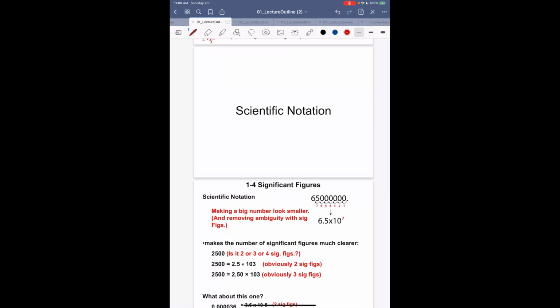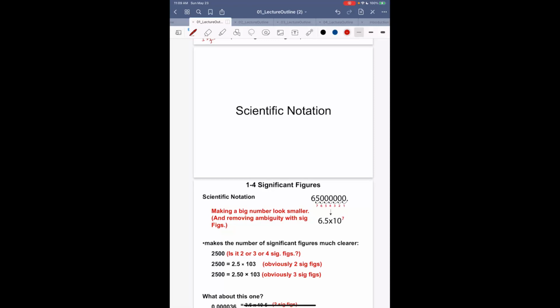Scientific notation is of course about making big numbers look smaller and removing ambiguity with significant figures. Sometimes it's very easy for you to keep the significant figures neat, and sometimes you need to do that. For example, here it makes the number of significant figures much clearer. If you have 2,500, it is not agreed on how many significant figures. Is it 2 or 3 or 4?